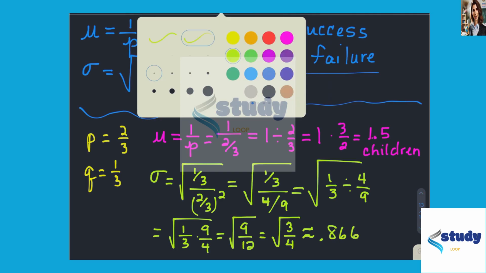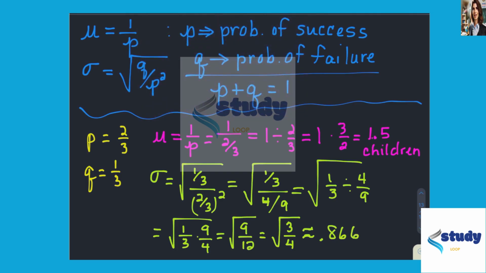0.866. So just to recap, our average of the geometric distribution will be 1.5 children, and our standard deviation is 0.866.